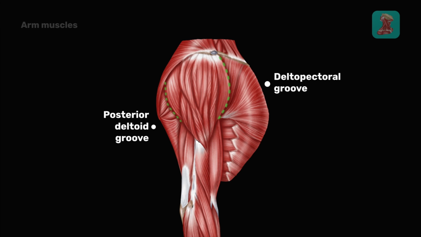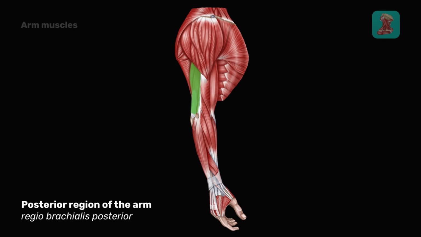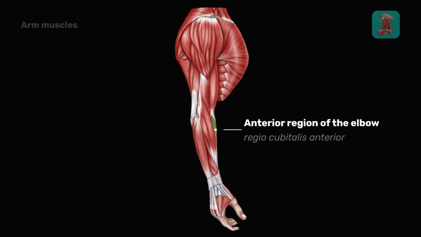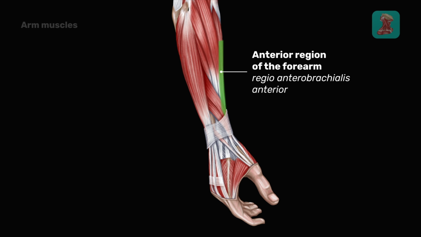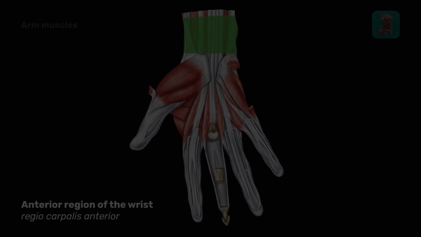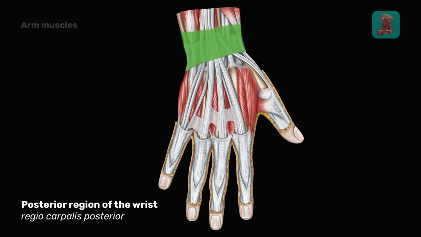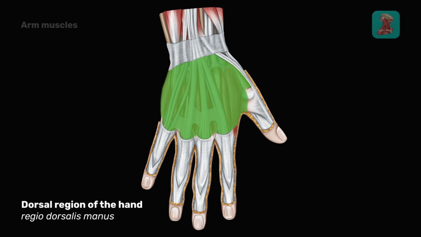The upper limb consists of numerous regions: the deltoid region, the axillary region, the anterior region of the arm, the posterior region of the arm, the anterior region of the elbow, the posterior region of the elbow, the anterior region of the forearm, the posterior region of the forearm, the anterior region of the wrist, the posterior region of the wrist, the palmar region of the hand, and the dorsal region of the hand.